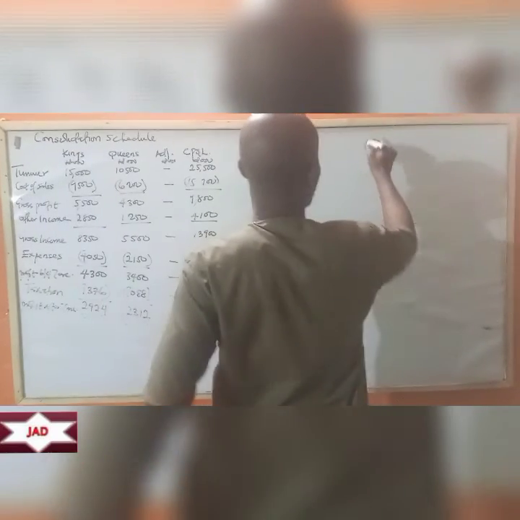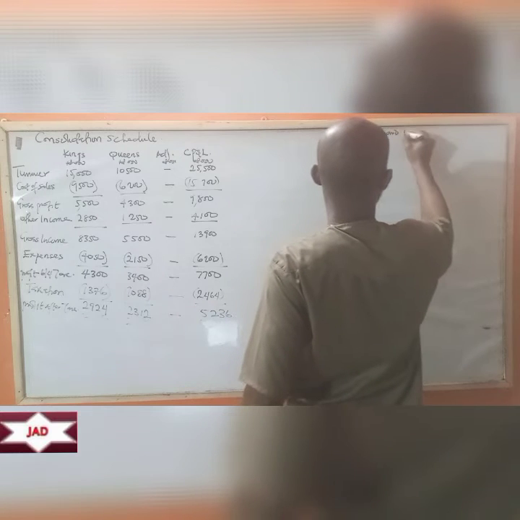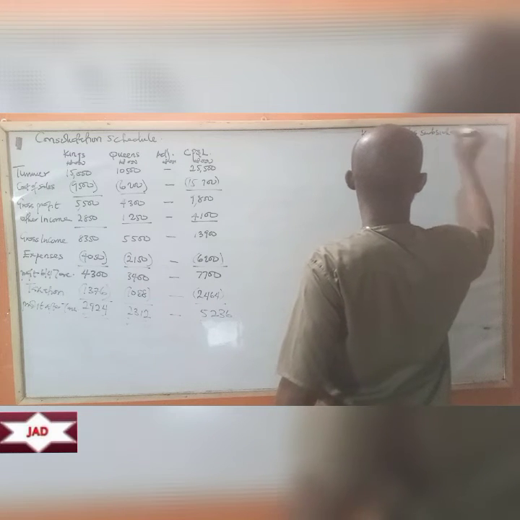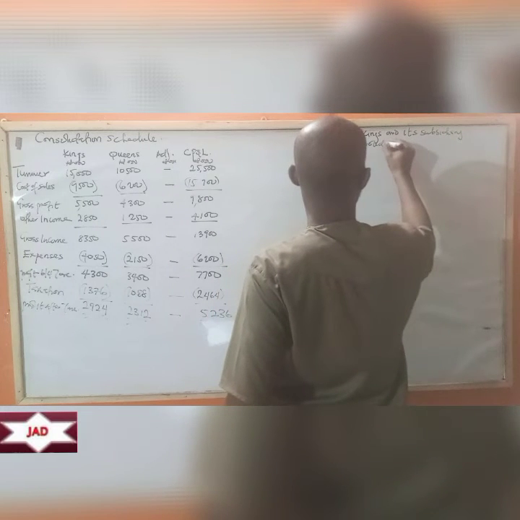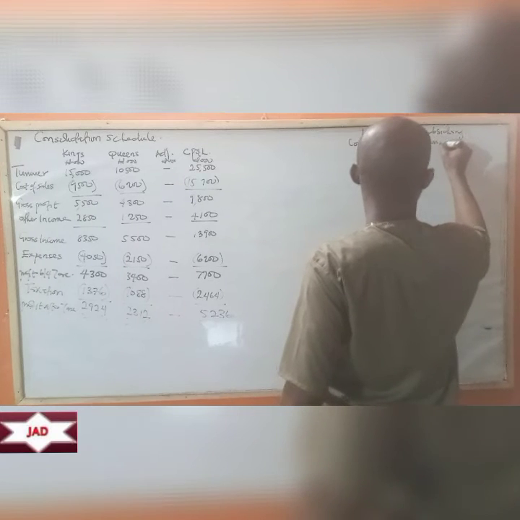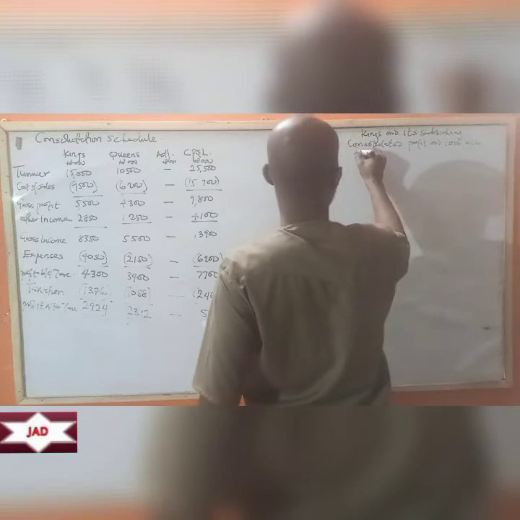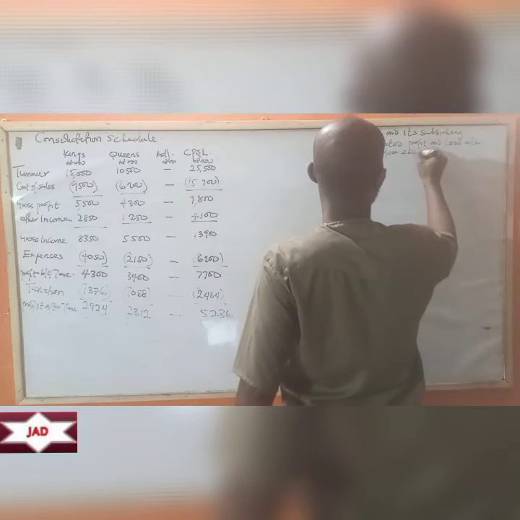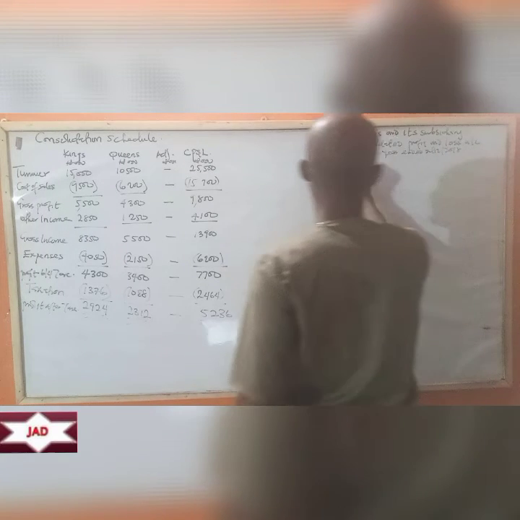So we'll say Kings and its subsidiary. We'll say consolidated profit and loss account for the year ended 31st December 2018.